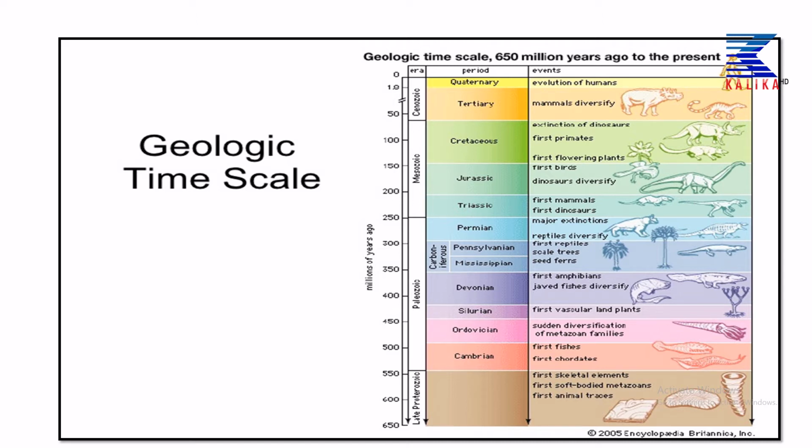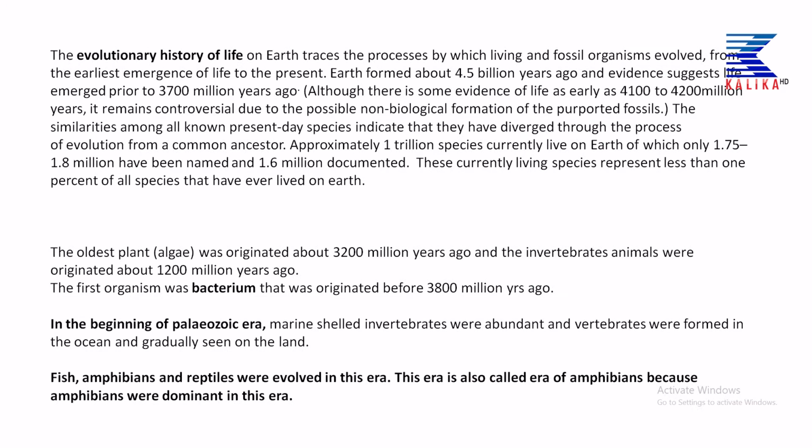condition. So, there are the different time scales you can see in the slide, that is different time periods, and the different animals and plants that evolved at that time. In the next slide we can see the different processes, how the evolution of human life started, how the evolution of the animals on the earth started.